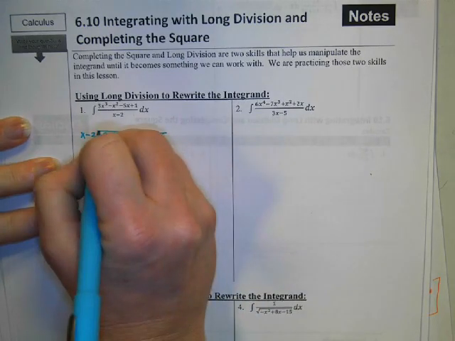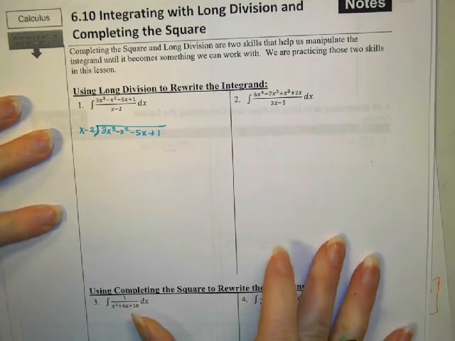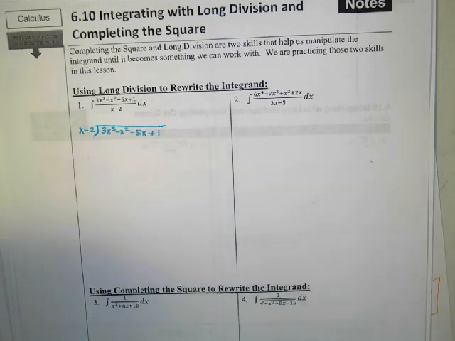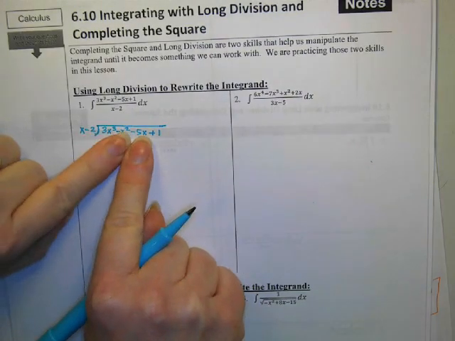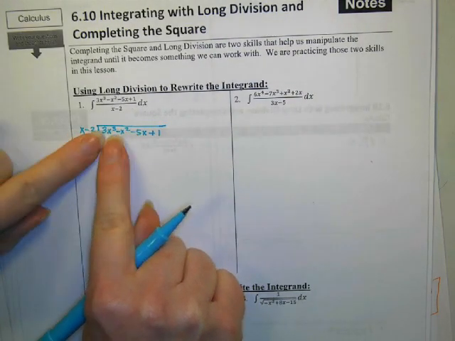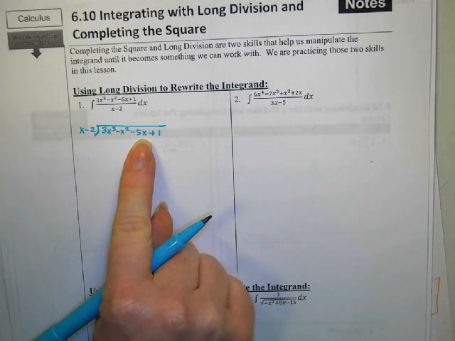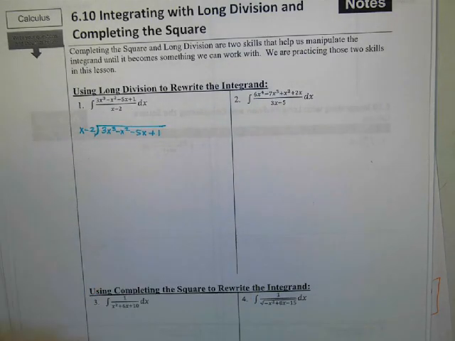Remember, when you divide polynomials, if you have any missing exponents, you're going to plug in a placeholder of 0. So here, this goes cubed, squared, x to the 1, and then a constant. So I don't have to plug anything in. But don't forget to check for that. All right, so a quick reminder of polynomial division.